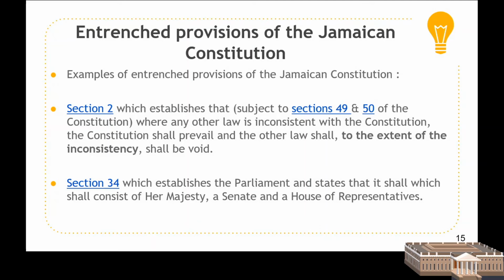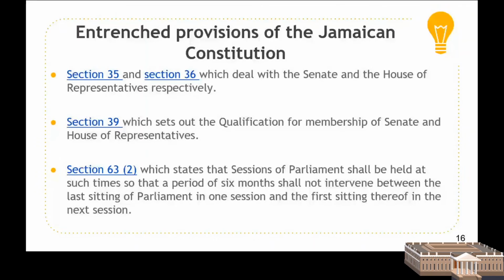Section 34 establishes Parliament, and it states that it shall consist of Her Majesty, a Senate, and a House of Representatives. You can find this in the Constitution based on the section. 35 and 36 deal with the Senate and the House of Representatives: 35 for the Senate, 36 for the House of Reps. Section 39 outlines the qualification for membership for the Senate and for the House of Representatives.